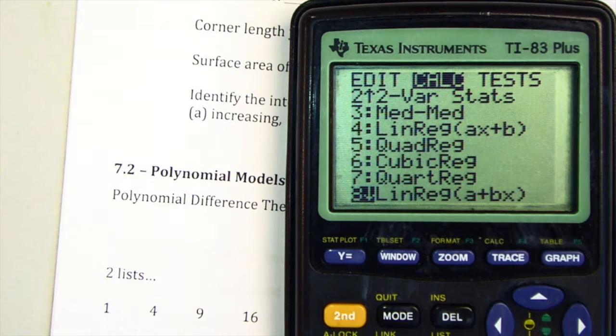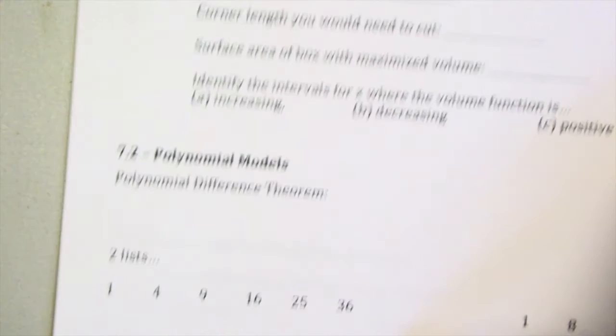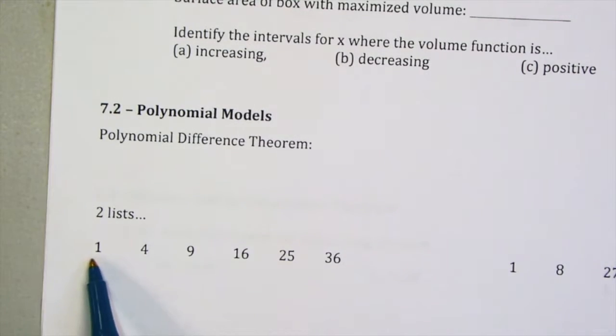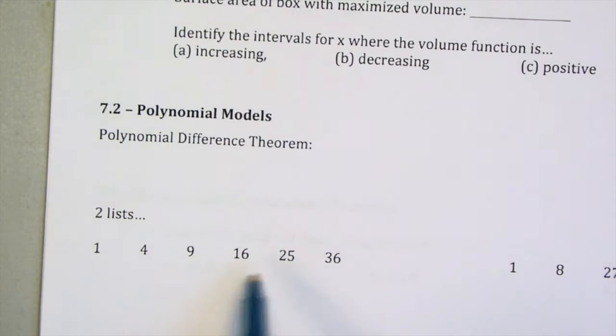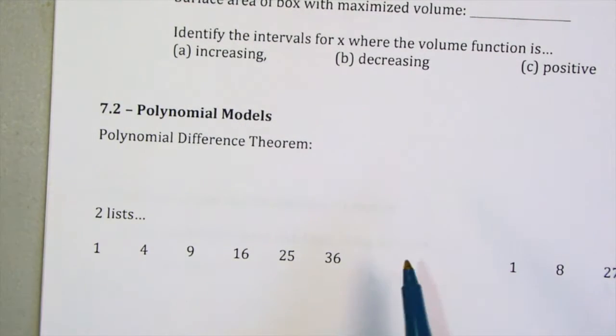So the million-dollar question is, when you look at a set of numbers, how do you know which equation you pick? Is this data linear? Is it quadratic? Is it cubic? Is it quartic? Or is it something else? So how do we know which one of those equations to pick? Well, here's how we know.